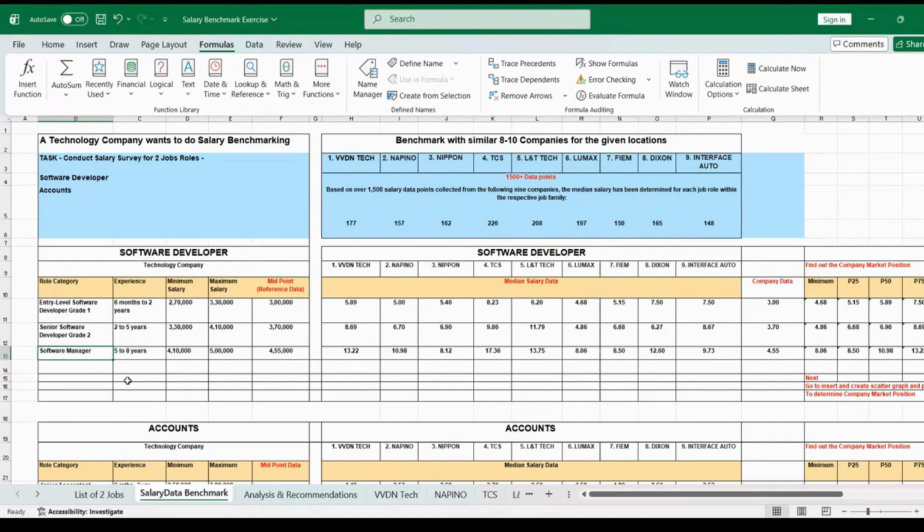So for the purpose of benchmarking, what has been done? 9 similar companies have been identified, of similar business line within the same geographies that they're going to benchmark, and we have collected the data. The first important thing is to collect the data, right? Then only you can go ahead with your analysis.